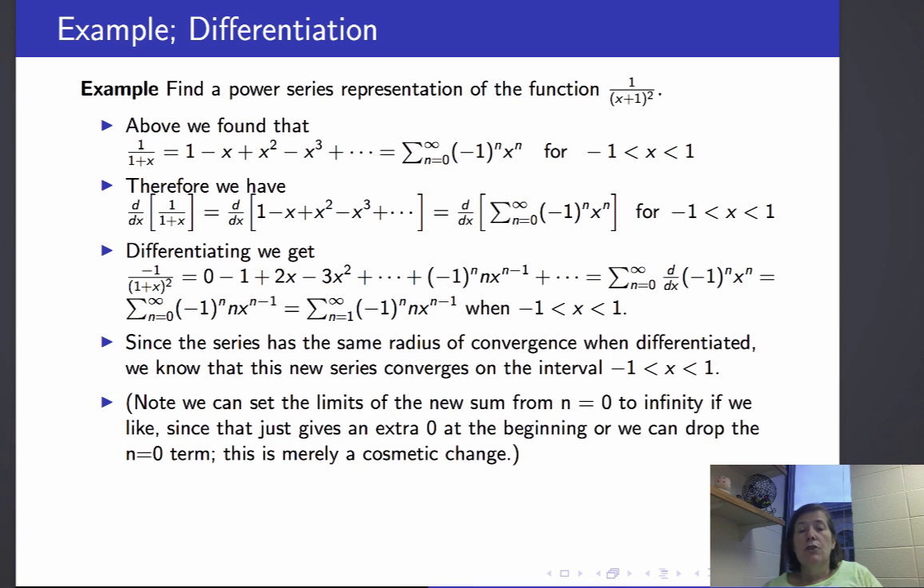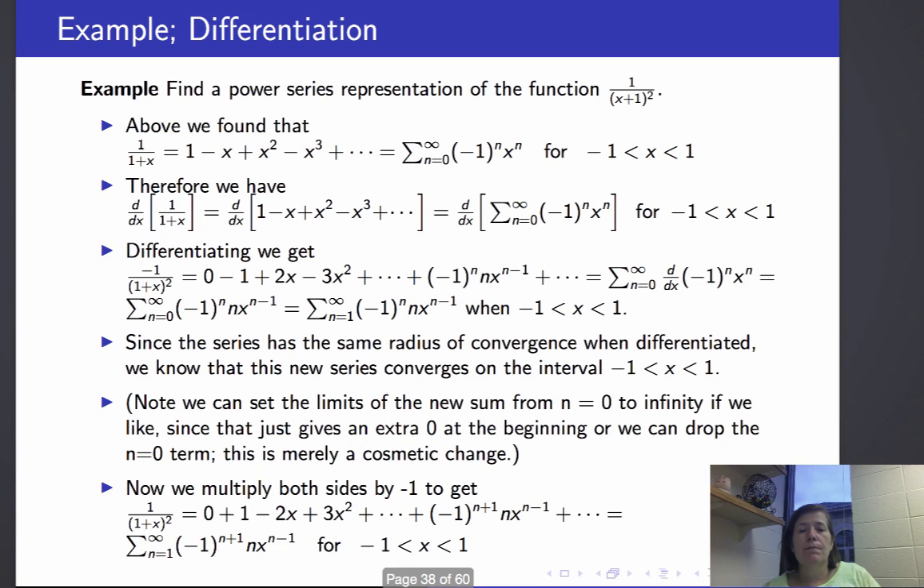So notice how we dropped the n equals 0 term here, and that's okay, because when n is 0, n times x to the n minus 1 is 0, and that was just the derivative of the constant term in the original series. That's really just a cosmetic change in notation for our series. Now, multiplying both sides of this new equation by minus 1, I get that my function 1 over (1 plus x) squared is the sum from 1 to infinity of (minus 1) to the n plus 1 times n times x to the n minus 1 for x between minus 1 and 1.